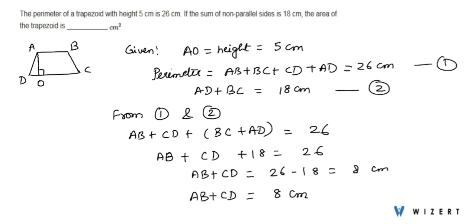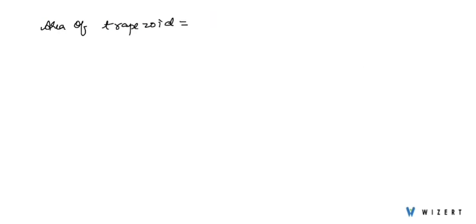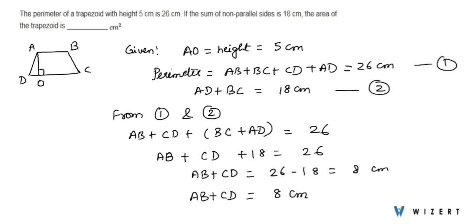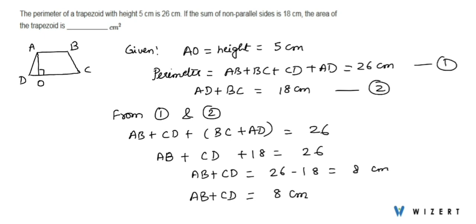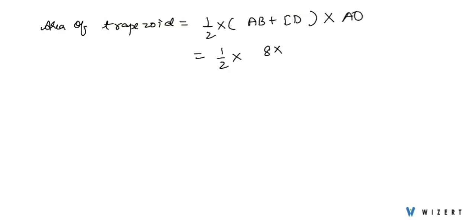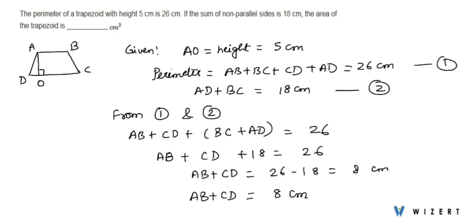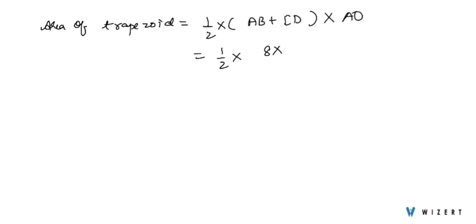Now what we have to find out is the area of the trapezoid. So here the area of the trapezoid will be equal to half multiplied by the sum of the parallel sides, here AB plus CD, multiplied by its height, height is AO. So half multiplied by the sum of the parallel sides, AB plus CD, is given as 8 cm, multiplied by AO, AO is height, that is given as 5 cm.